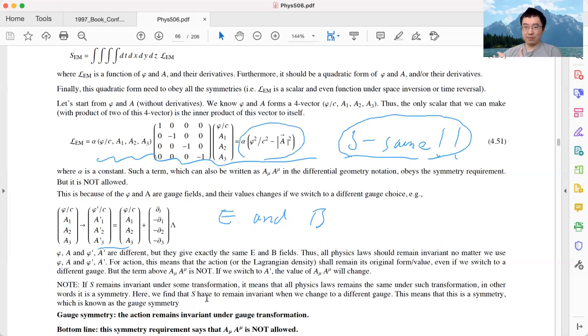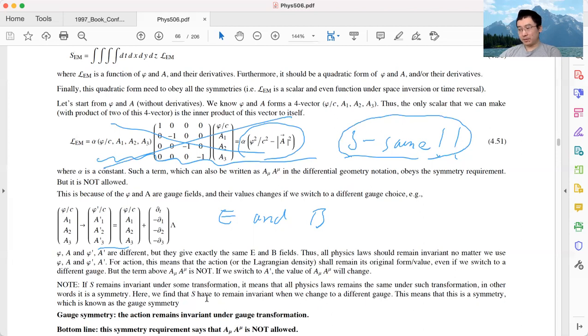It will have an explicit dependence on lambda. It depends on what lambda you choose, you will get a different action. So that is not allowed. If that happens, it tells us that by choosing a different gauge, you will get a totally different result and totally different equation of motion. So that is the reason why this term is not allowed.